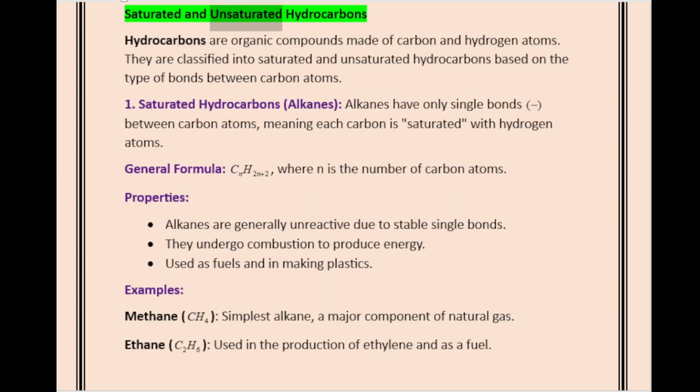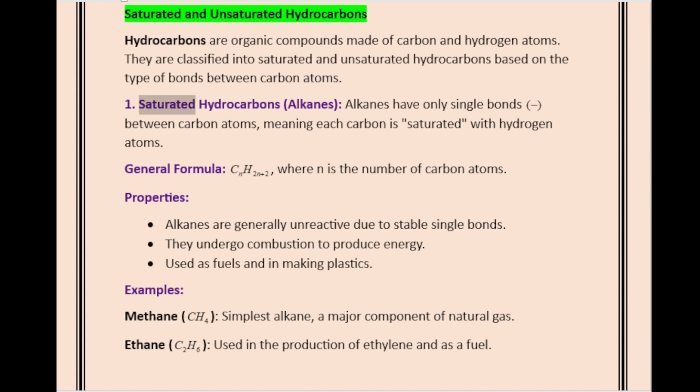Saturated and unsaturated hydrocarbons. Hydrocarbons are organic compounds made of carbon and hydrogen atoms. They are classified into saturated and unsaturated hydrocarbons based on the type of bonds between carbon atoms.